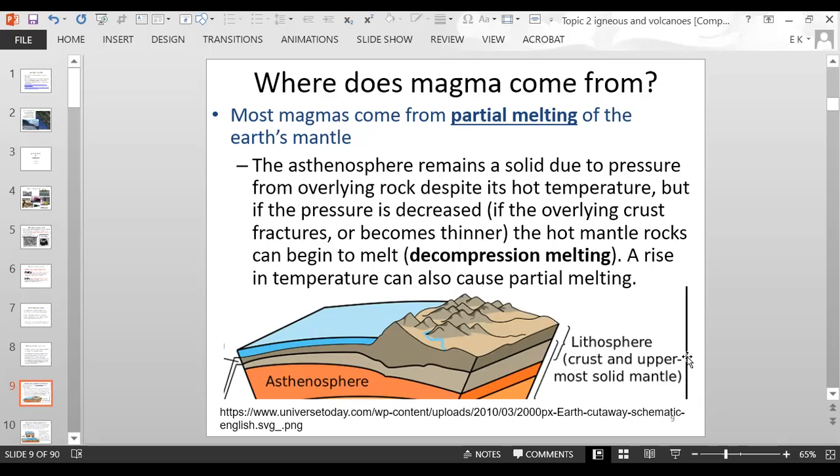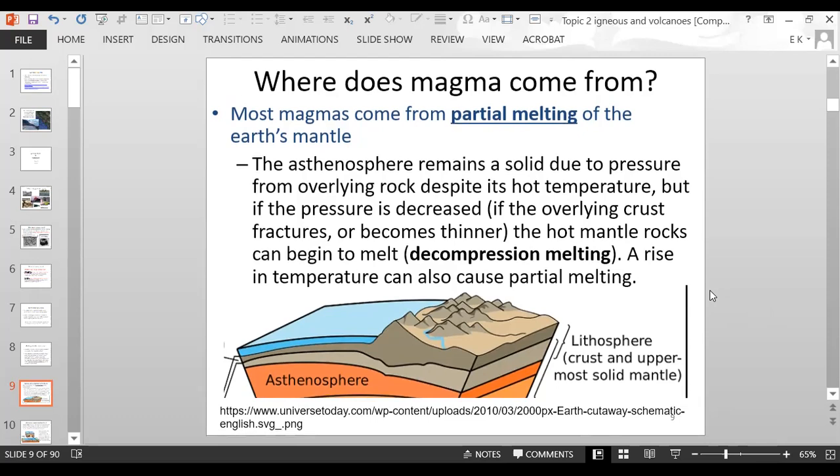Now, you could also have partial melting if you had a rise in the temperature, rather than just having the decompression from less pressure, like from a crack in the lithosphere. You may also have partial melting related to a rise in the temperature. Okay, so here's the asthenosphere beneath the lithosphere, right? It's under all this pressure and that keeps it from melting, even though it's hot enough to melt.